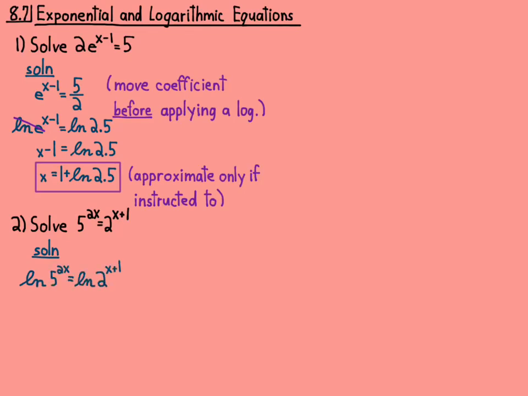Now, how is this going to work? It doesn't cancel. ln is not the inverse function of an exponential function base 5. It's just not. And ln is not the inverse function of an exponential function base 2, right? ln is the inverse of an exponential function base e, which is a little more than 2. It's between 2 and 3. And so those don't cancel.